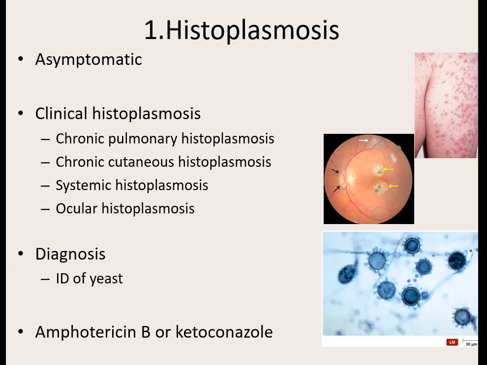Issues it can cause. Now we're in the clinical, aka disease-causing, histoplasmosis. There are 4 major different types of disorders that can be caused. It really depends on where the fungus goes in the body. If it stays strictly in the pulmonary system, just in the lungs, it's called chronic pulmonary histoplasmosis.